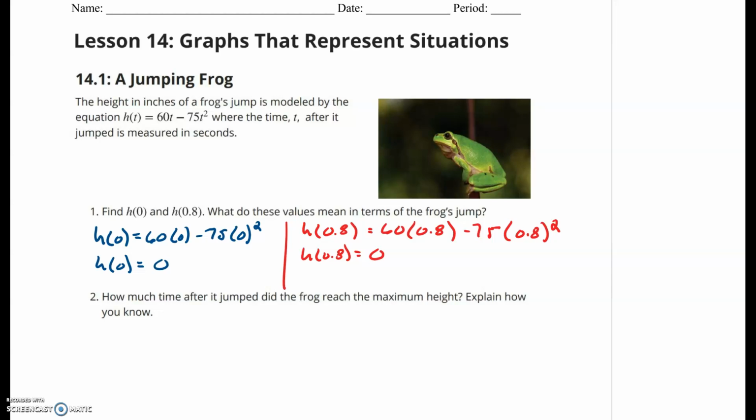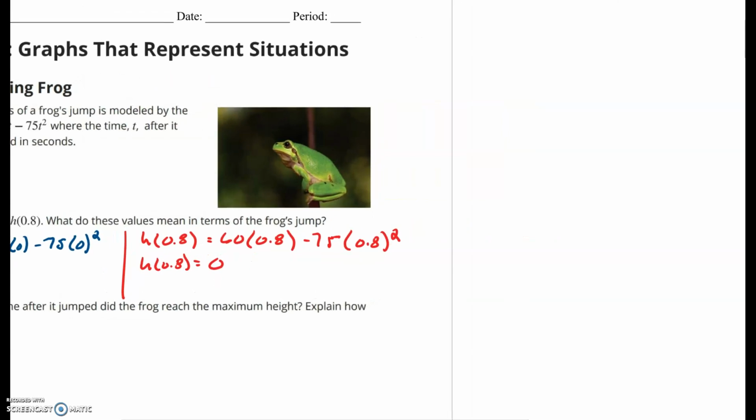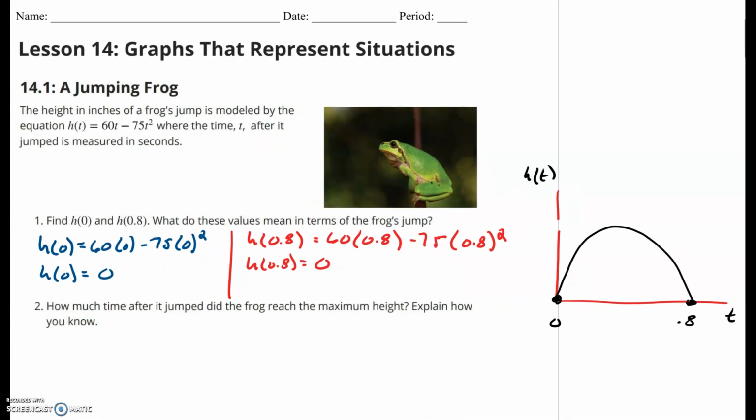Okay, so here's what we have. We have a frog jumping, right? And at 0 seconds, the height is 0 feet. And at 0.8 seconds, 0.8 is over here, 0 is over here, we have it back down at 0 feet. This is the height as a function of time, and this is the time. Okay. Now the next question, how much time after it jumped did the frog reach the maximum height? And explain how we know.